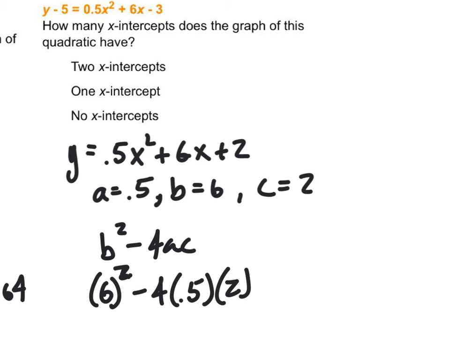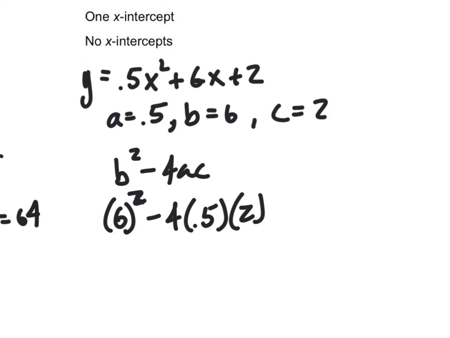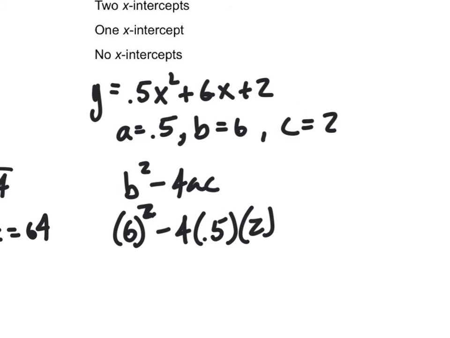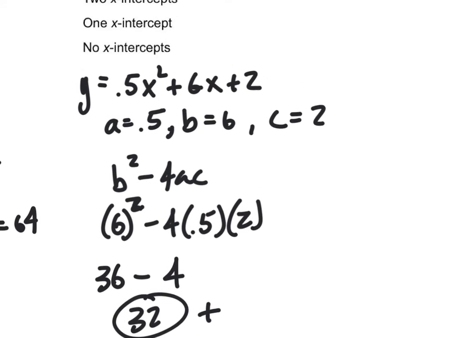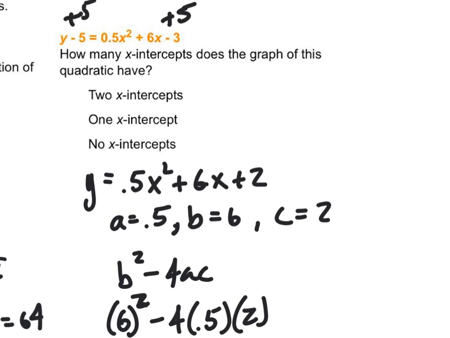This is going to give me 36 minus, if I do 4 times 0.5 times 2, that's just going to give me a value of 4. So I have 36 minus 4, which is going to give me 32. This number is positive. So because that's positive, I'm going to have 2 x-intercepts.